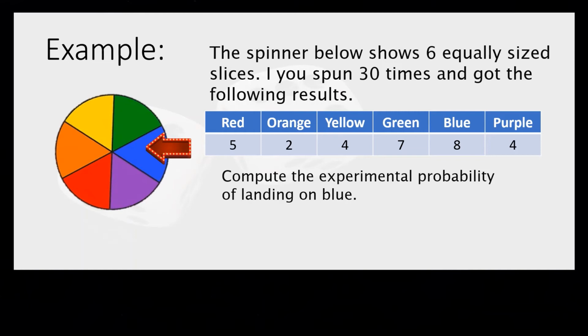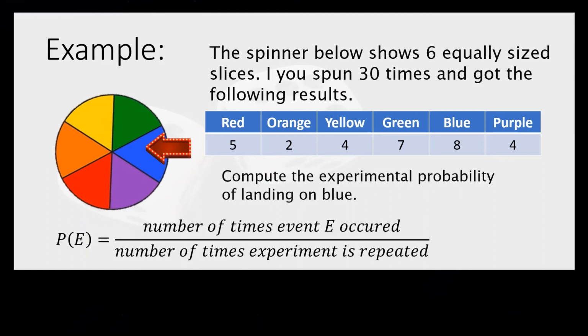Compute the experimental probability of landing on blue. Using our formula, identify the number of times that the spinner landed on blue. So meron tayong 8. And we did the experiment 30 times. So therefore, we have 8 over 30, or that is equivalent to 4 over 15.